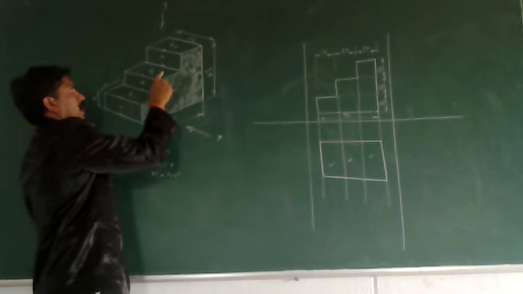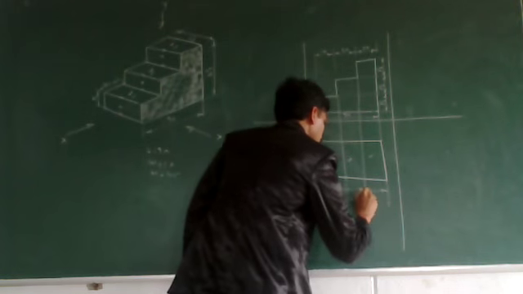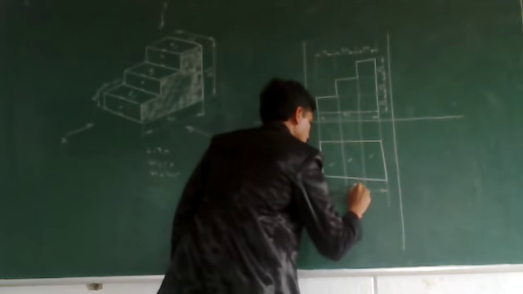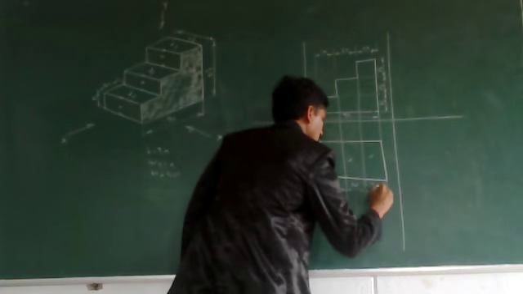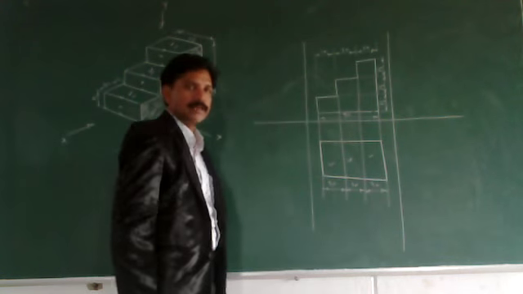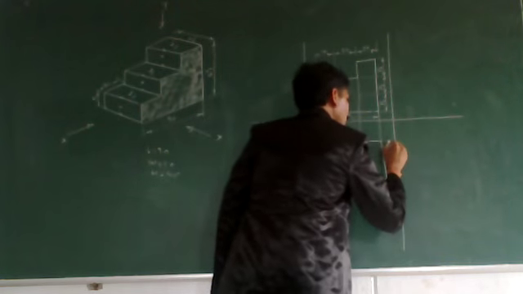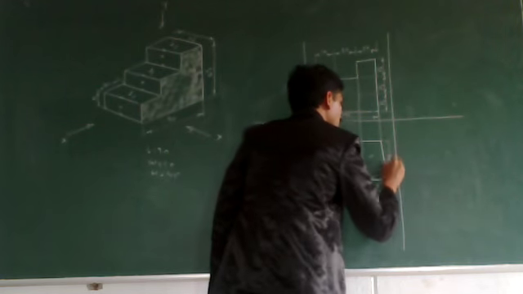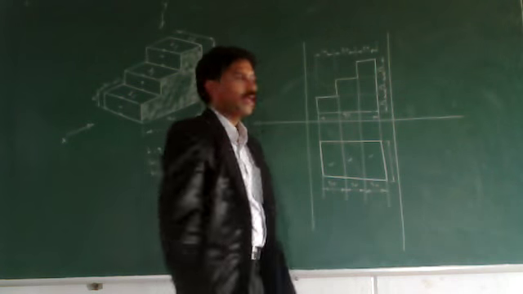This is the top view: rectangle 1, rectangle 2, and rectangle 3. This is 30, and this one is also 30. Total length is 90. And coming to the width, here I am going to tell one more method: how to transfer the width onto the side view.